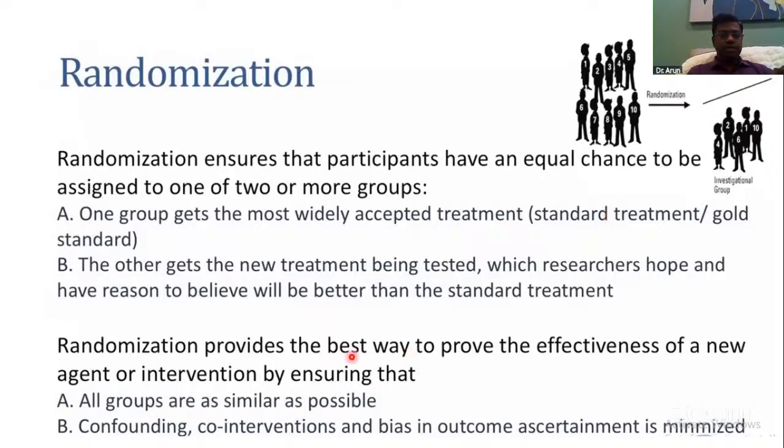Randomization provides the best way to prove the effectiveness of a new agent or intervention by ensuring that all groups are as similar as possible, and that confounding, co-interventions, and bias in outcome ascertainment are minimized.